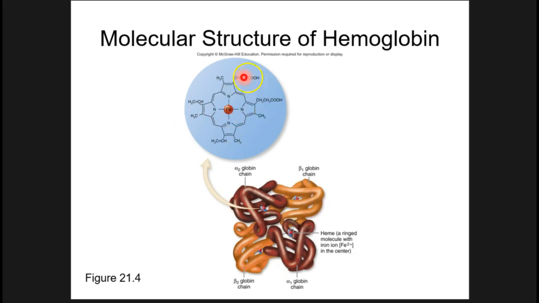Therefore, we need iron to form hemoglobin. Without iron, we can't form hemoglobin. Without hemoglobin, we can't transport oxygen effectively in our red blood cells.